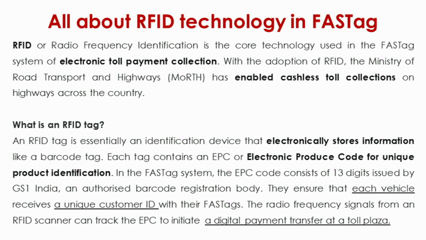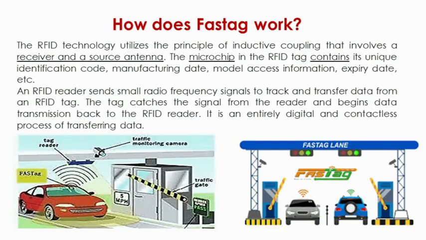Now RFID is also used in FASTag. Basically, it is used to collect tolls electronically on the highways, which enables cashless toll collection. The RFID tag has electronic information about the vehicle. It is called the Electronic Product Code, and it has a 13-digit EPC code. Each vehicle receives a unique customer ID while passing through the toll gate, and that's how the radio frequency signal from the reader and the RFID scanner can track the payment information.